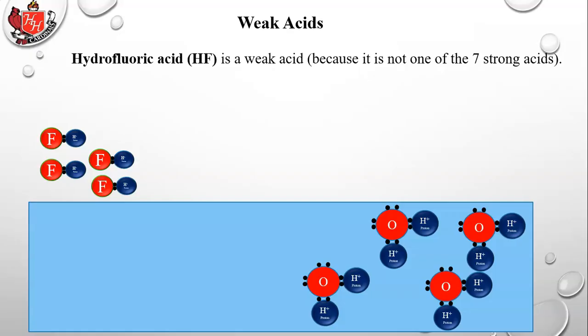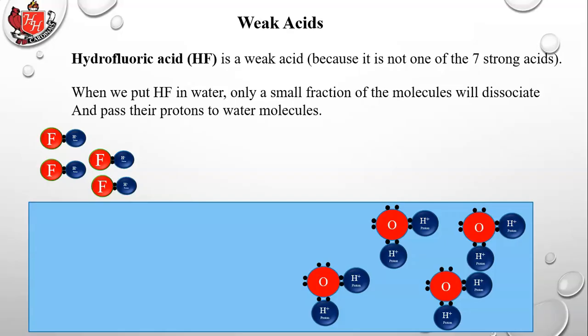So hydrofluoric acid, you see that over there on the left. You see 4 molecules of hydrofluoric acid, HF. Although it looks like HCl, the way it's visually diagrammed there, it is not a strong acid like HCl. It is a weak acid. It's not one of the 7 strong acids.